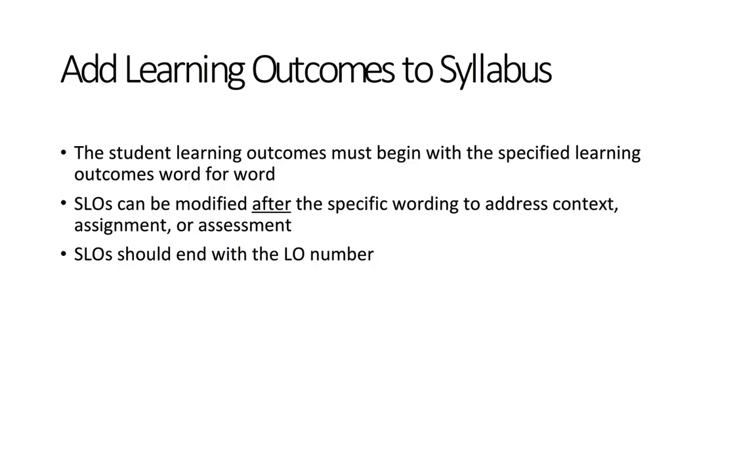Once these skills and knowledge are selected, you want to add them to your syllabus. Learning outcomes must begin with the specified learning outcomes word for word. Student learning outcomes can be modified after the specific wording to address context, assignment, or assessment. And finally, student learning outcomes should end with the student learning outcome number.